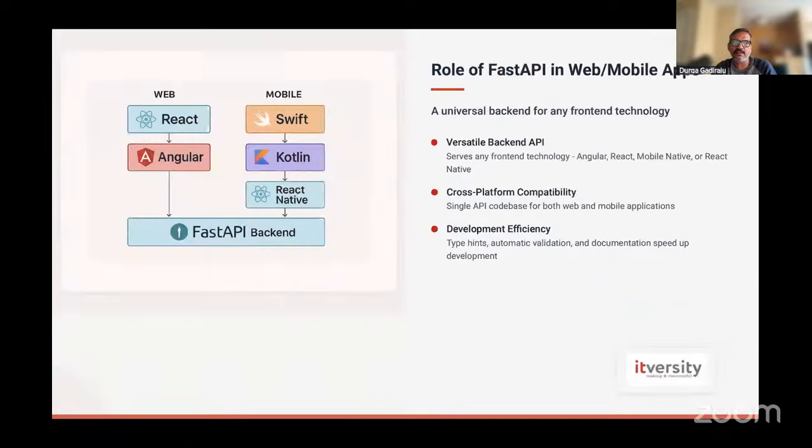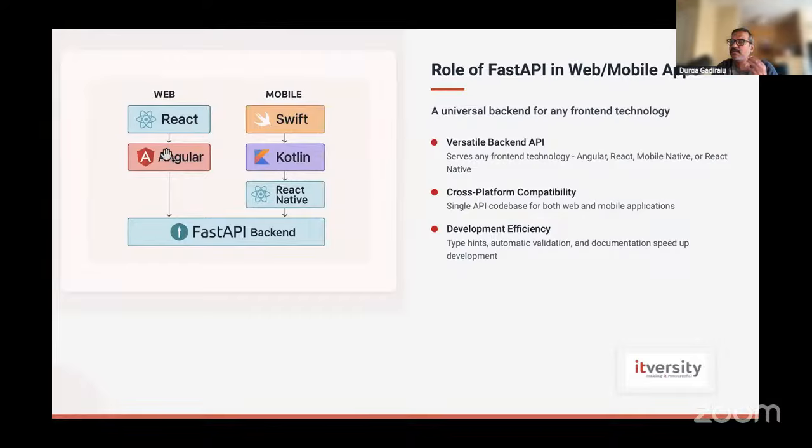Now comes the role of FastAPI in web or mobile apps. As I mentioned to you, FastAPI is the backend, so you will be able to build the business logic in the backend using FastAPI. When we build any application with FastAPI as the backend, for the web layer or front end, we use either React or Angular.